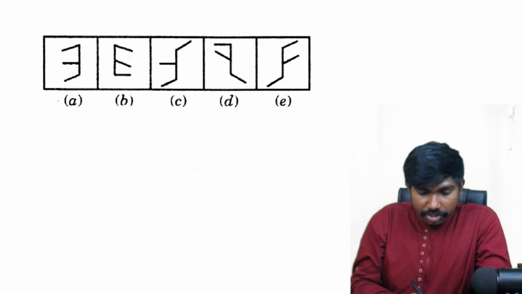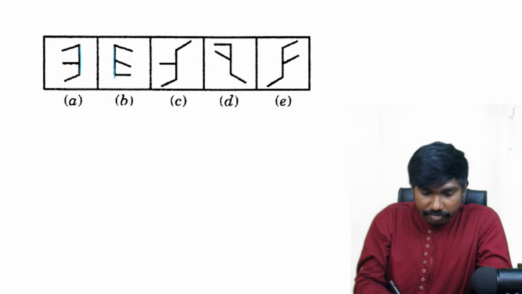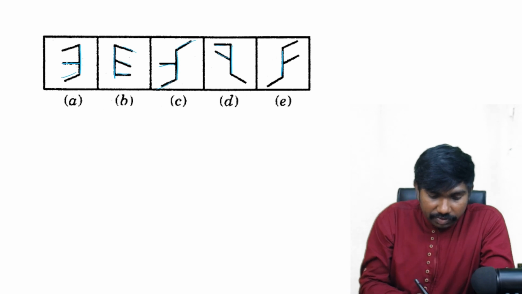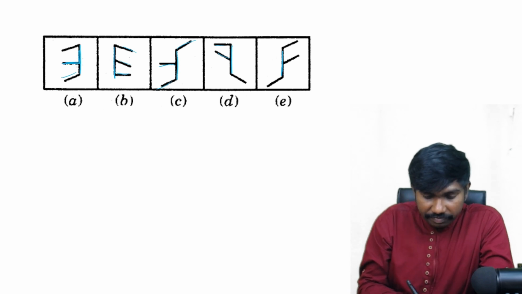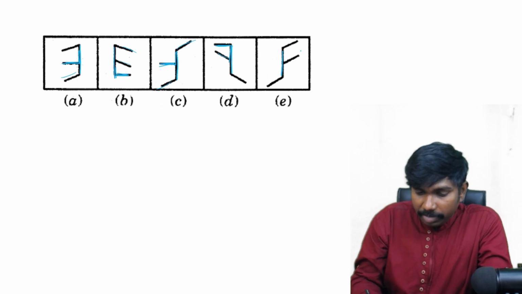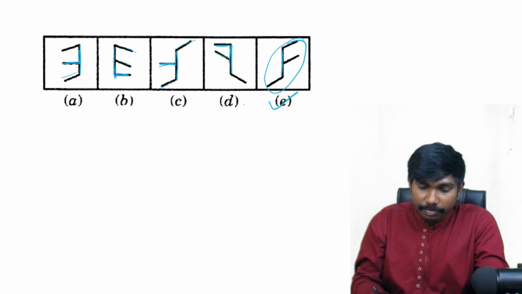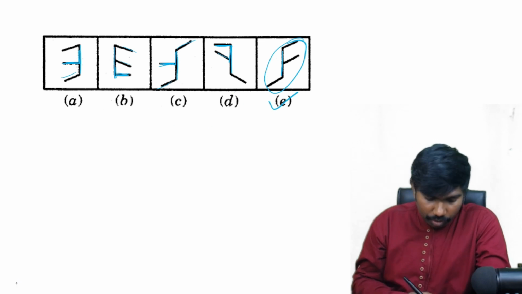Here in this figure, if you observe, there is a vertical line in every figure, and 3 lines on the same side, or 2 lines on one side and 1 line on the other side. That is not matching. There is one horizontal line in this figure, in this figure, in this figure, and here also, but there is no horizontal line in option E. So the answer is option E, no horizontal line.